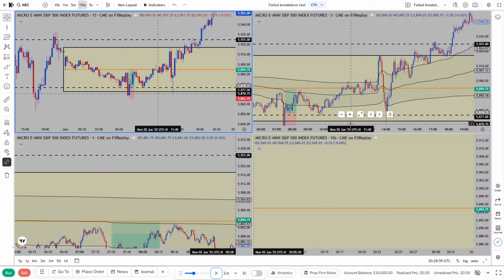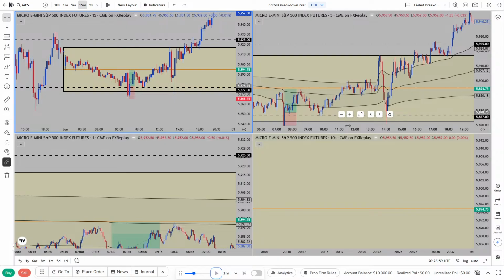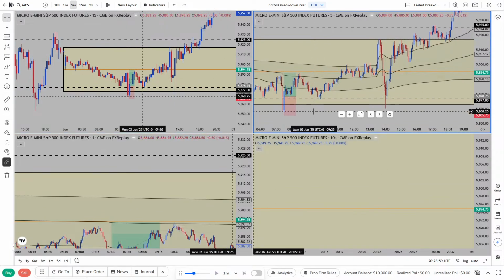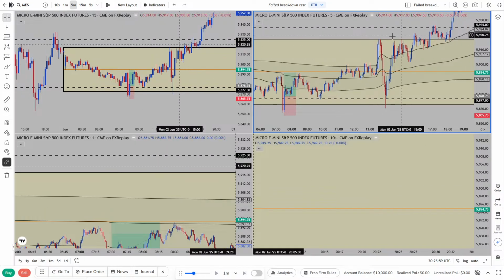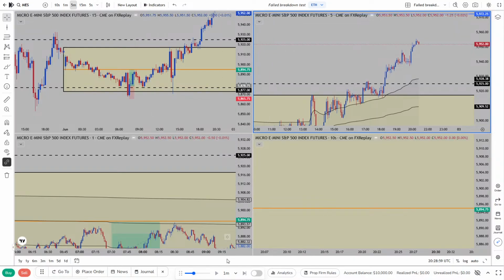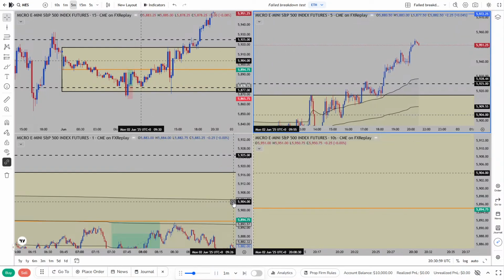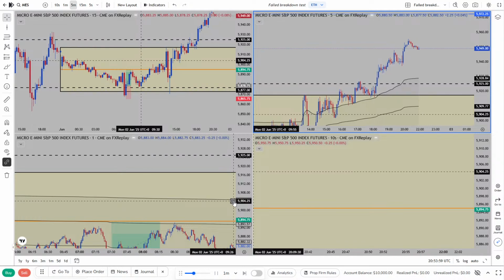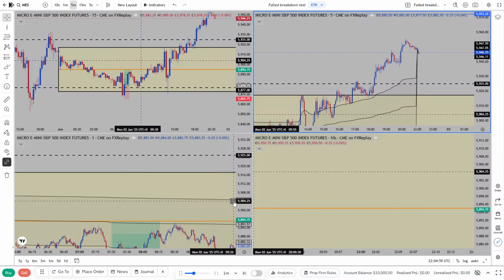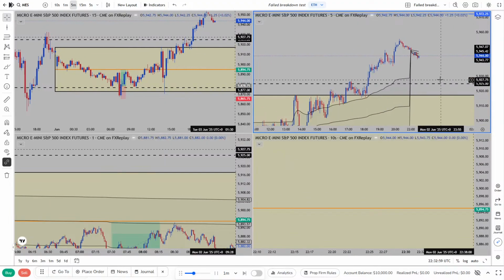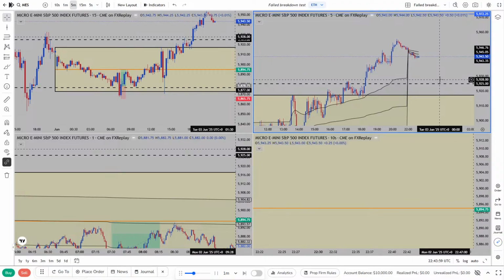We see here that it actually didn't do a failed breakdown. It went very close, but it didn't do any failed breakdown to these lows. And still, you see how much power it had. Okay, now Tuesday open. So at 6:45 in the morning, we're going to have a failed breakdown.